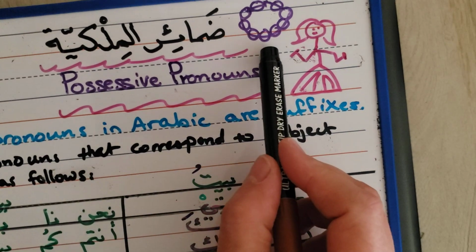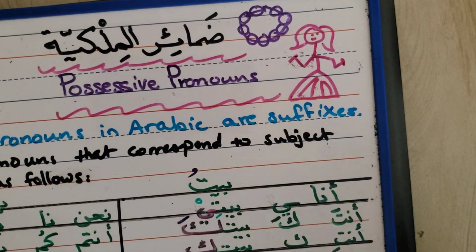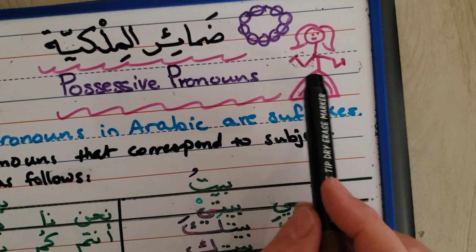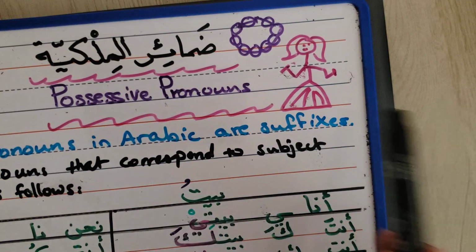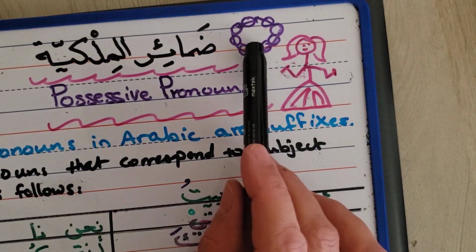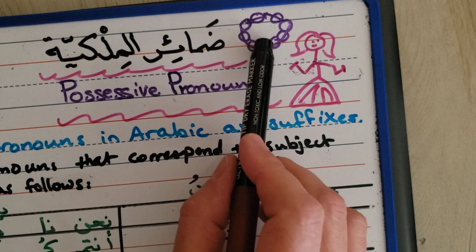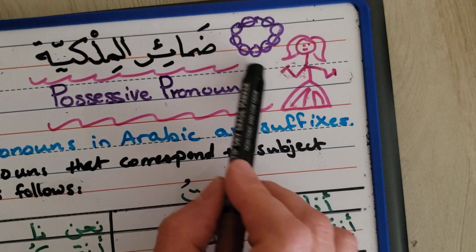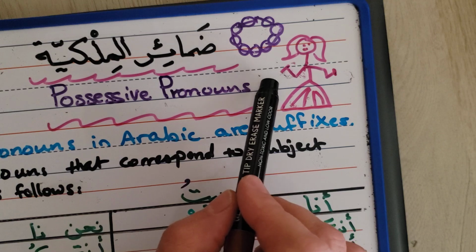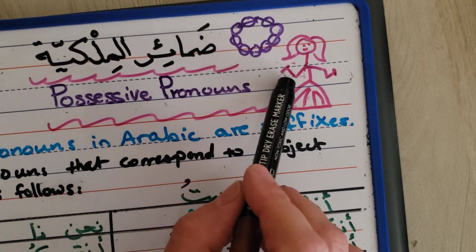Okay, عقد, necklace, and there's a girl here, a female or feminine noun. Let's call her Layla. So this is هذا عقد ليلى. This necklace belongs to Layla. هذا عقد ليلى, or هذا عقدها. So ha here stands for her. So هذا عقدها, or this is her necklace.